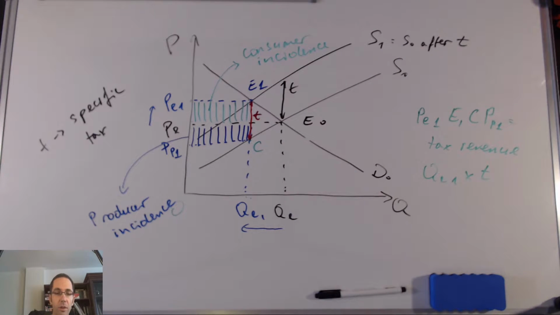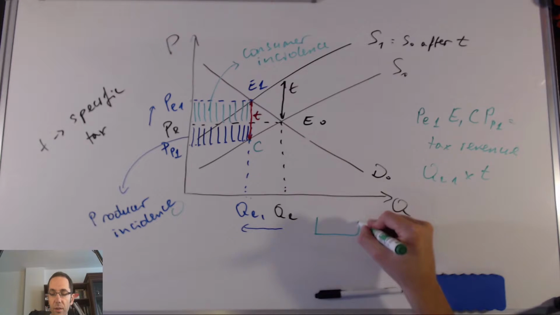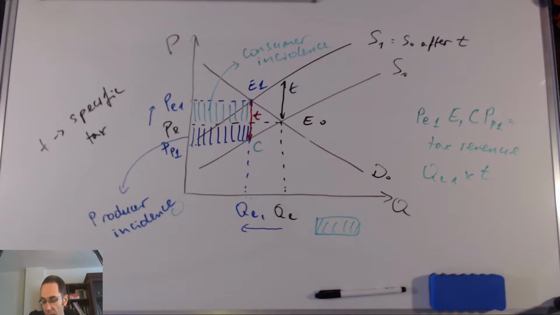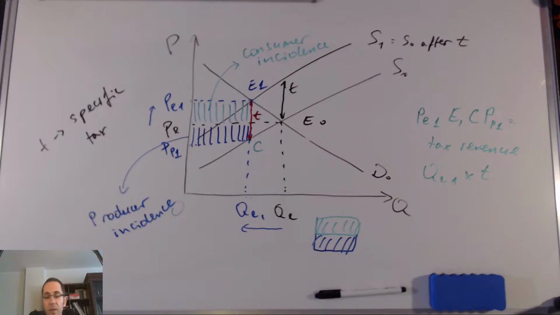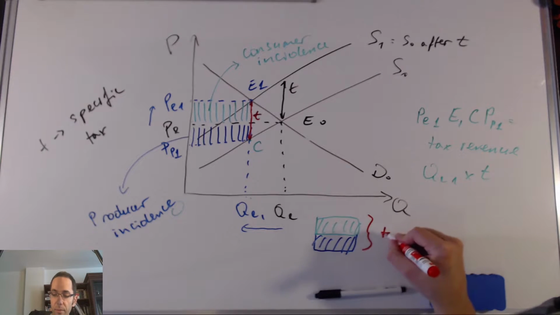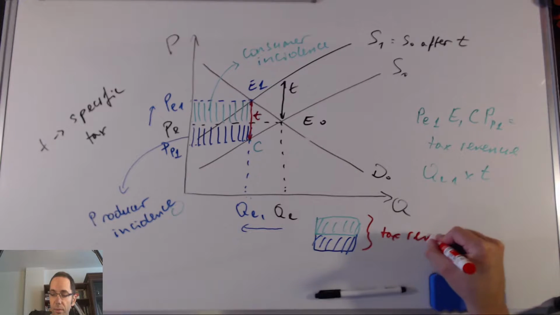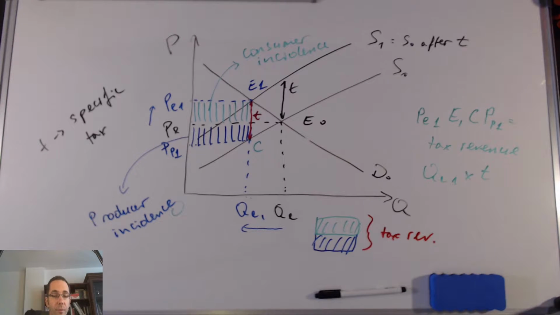And if you notice, the sum of the two areas, the green stuff plus the blue one, if you sum this up, you get the total tax revenue collected by the government. So this is tax revenue. And graphically, this is all there is to it, really. We have the old price, the new price, and how much the firms producing the good are actually receiving.